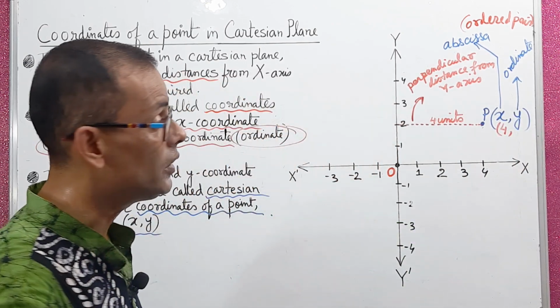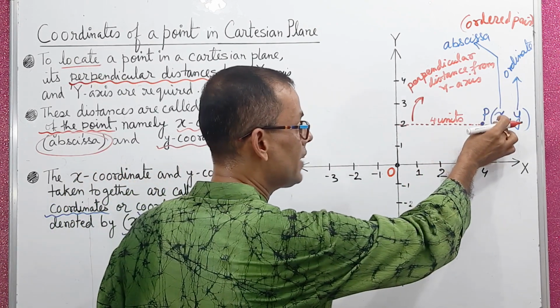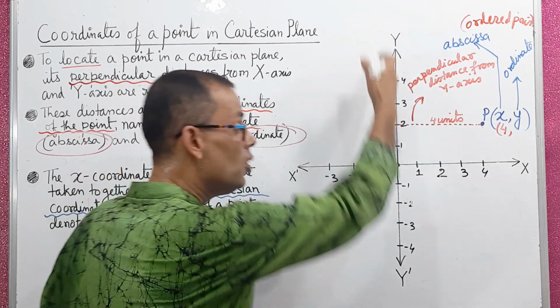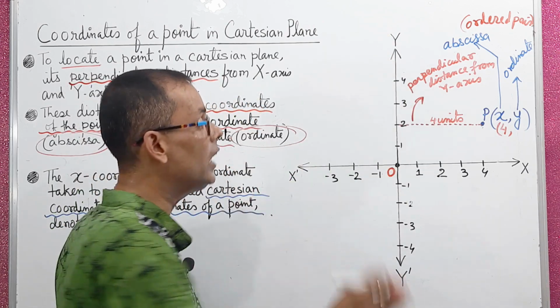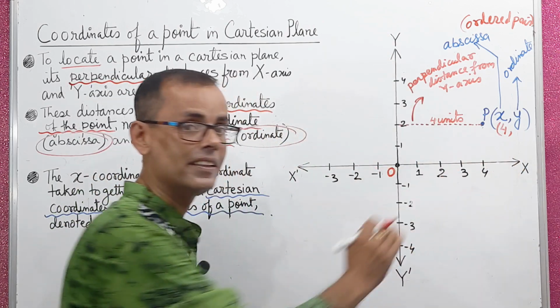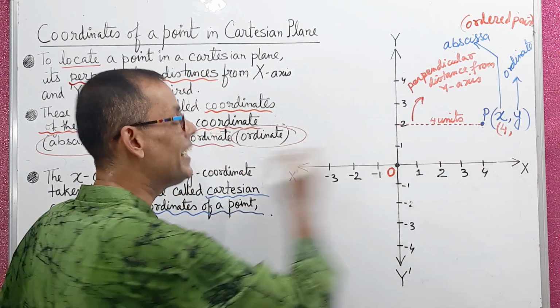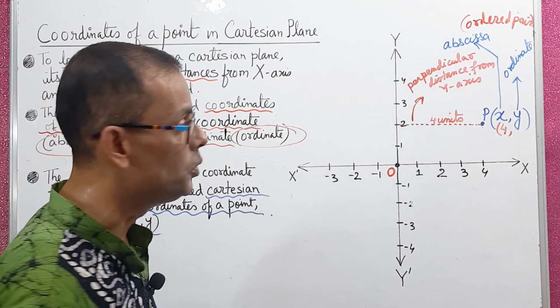So to find out the coordinate of x, we have to take the perpendicular distance from the y-axis but measured along the x-axis. In the positive direction will be positive value. In the negative direction, it will be the negative value.